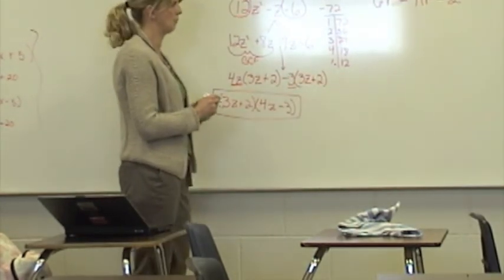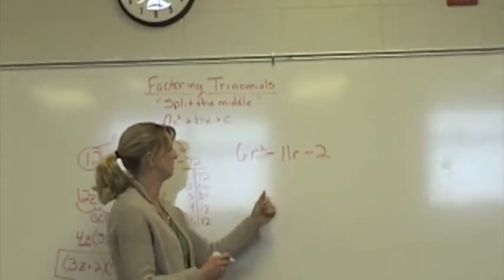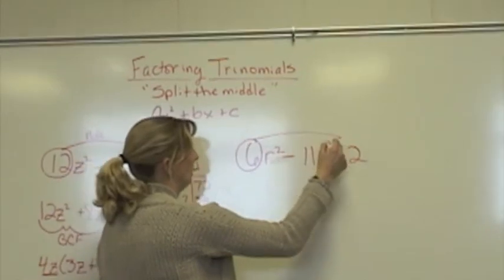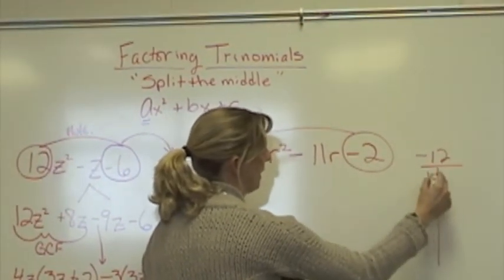Let's try one more. 6r squared minus 11r minus 2. Let's multiply. List our factors.